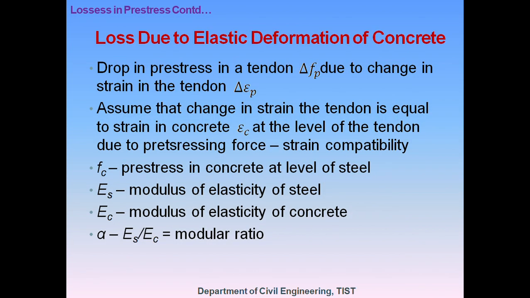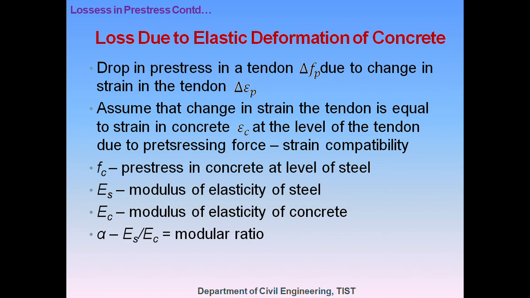The first one is loss due to elastic deformation of concrete. In the case of pre-tensioned member, when the tendons are cut and the prestressing force is transferred to the member, the concrete undergoes immediate shortening due to the prestress. The tendon also shortens by the same amount, which leads to the loss of prestress.